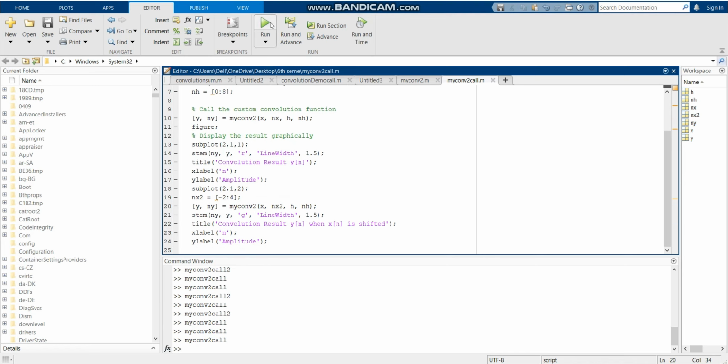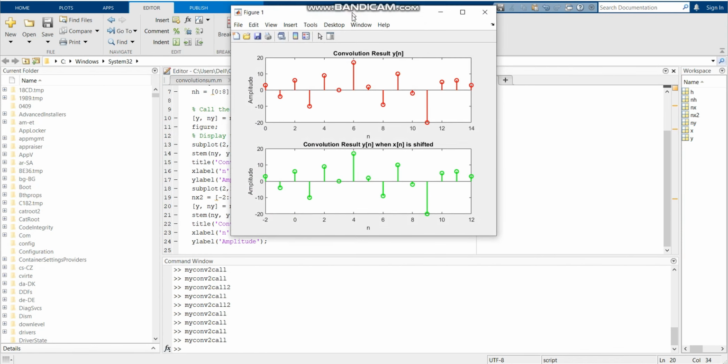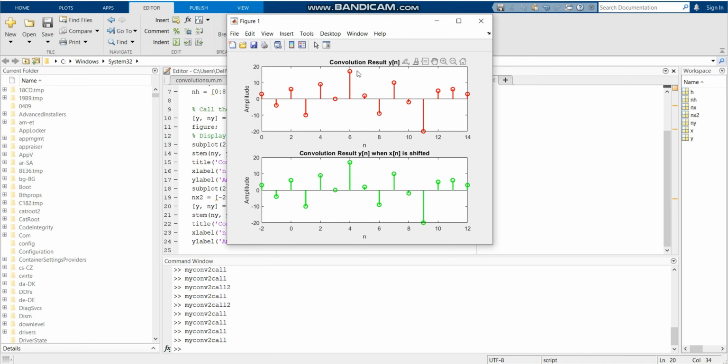Now by running the output, two subplots are created within a figure. The first subplot displays the convolution result y against its time indices ny using a red stem plot with a line width of 1.5, whereas in the second subplot, x is shifted by 2 units to the left. As you can see, now the x-axis indexes are starting from the value -2.